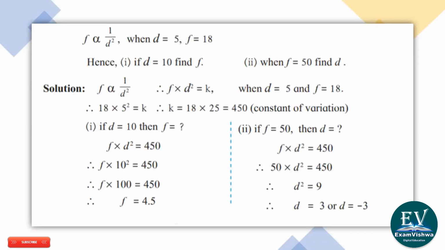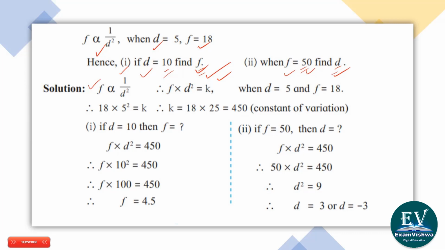Sometimes it will be a direct question. Here f is inversely proportional to d square, where d is equal to 5, f is equal to 18. Hence if d is equal to 10, what will f be? When f is equal to 50, what will d be? Why is this given in your textbook? This is given because you are not familiar with such inverse proportion and inverse dealing. So we will write it in a multiplication way. When f is inversely proportional to d square, we will say that f into d square is a constant. So what do we have to write? Here it is given that if d is 10, find f. If f is 50, find d.